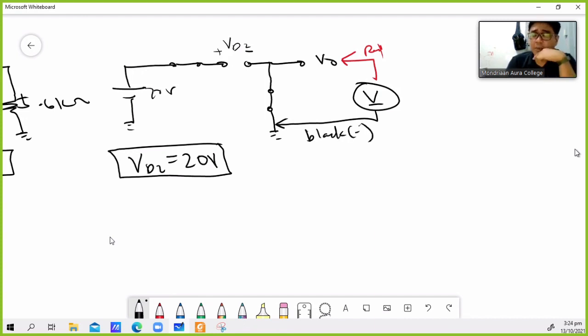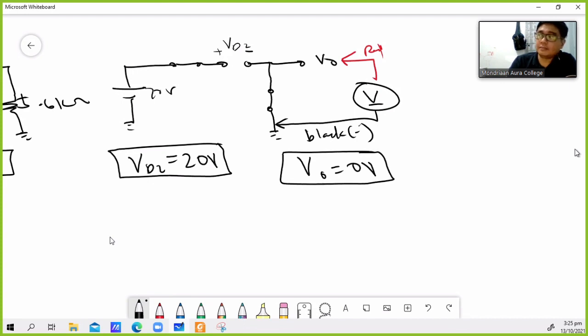So yan, no? Nagme-measure ka ng voltahe ng isang wire. Ano bang voltahe ng isang wire? 0. No? Therefore, the output voltage is equal to 0 volts. Okay. What if ganito? Nilipat natin yung test point. Nandoon niya sa pagitan ng dalawang diode. Ano kaya magiging anong magiging output voltage ko?